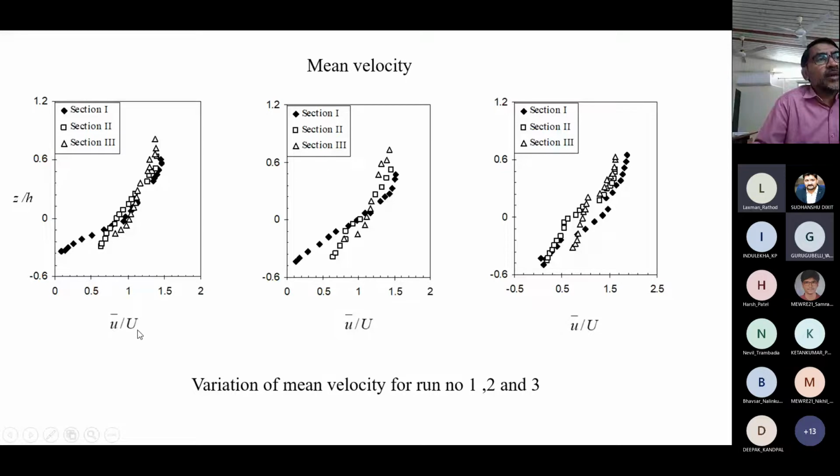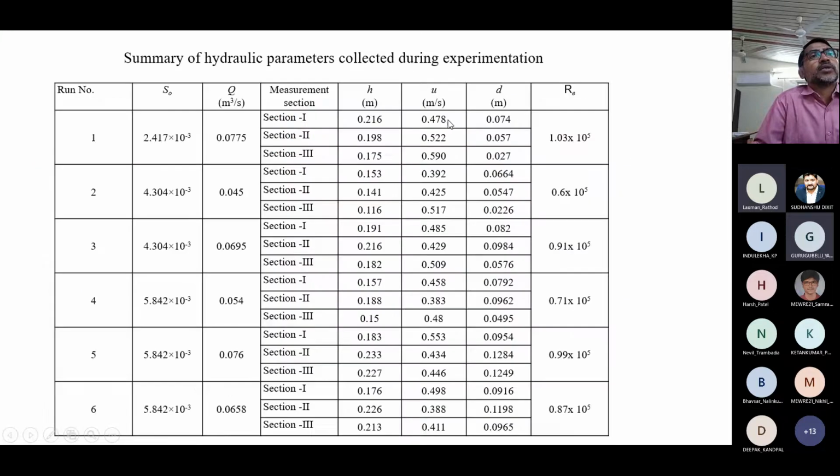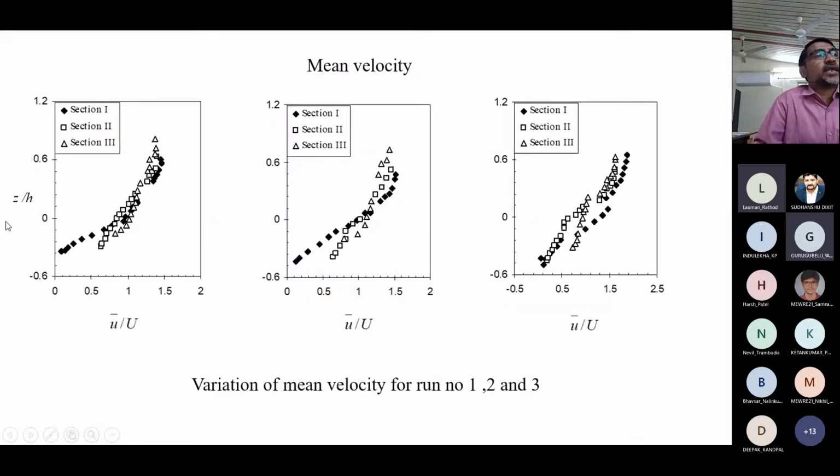Now it has been non-dimensionalized. We are not plotting U bar directly, rather we are dividing it by the mean velocity, which I just showed here. This mean velocity is divided here. Now this Z by H is again the depth. 0 would be considered the original bed level. You can see this 0 is Z by H equals 0, the original bed level. If you go to negative values, that means below the original bed level, the degradation area, and if Z by H is positive, we are going above the bed level.